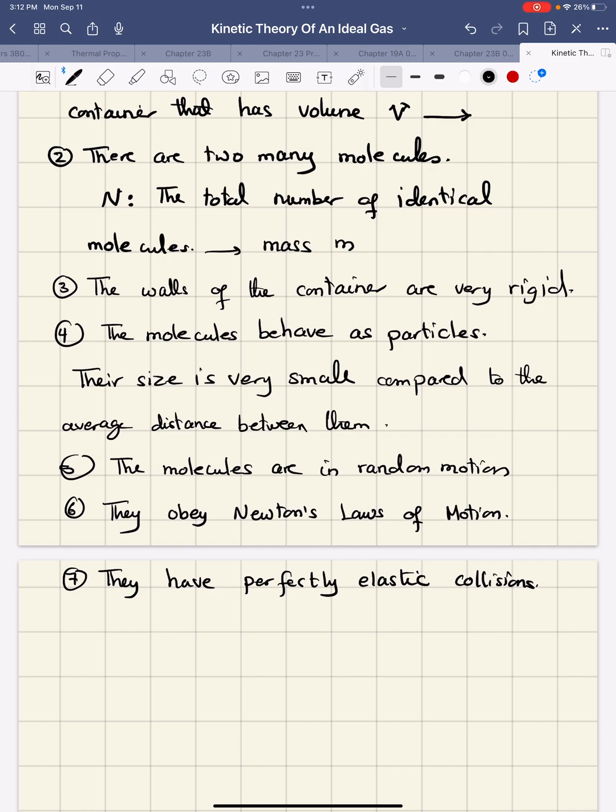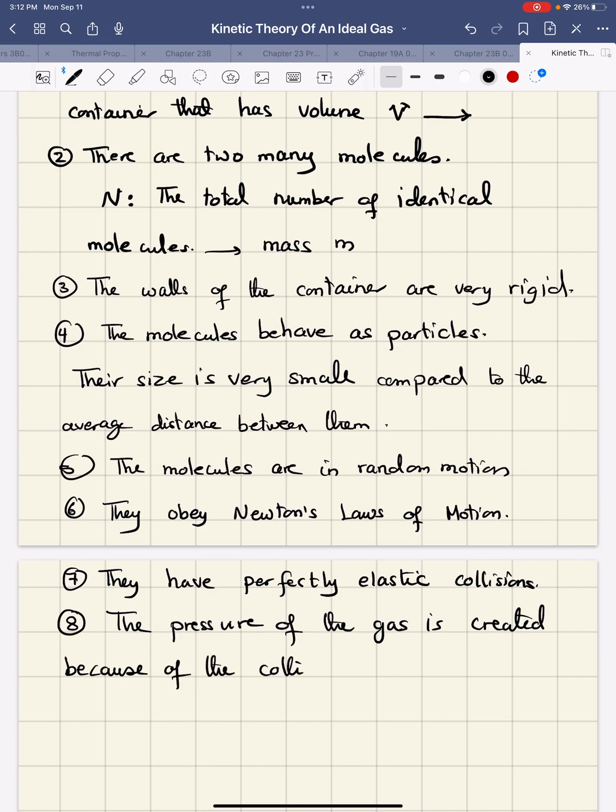Now also, I will say the pressure of the gas is created because of the collisions with the wall of the container.